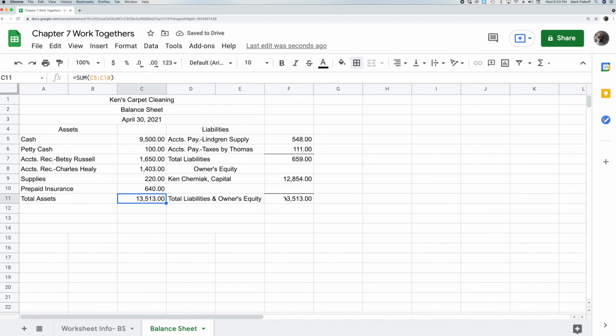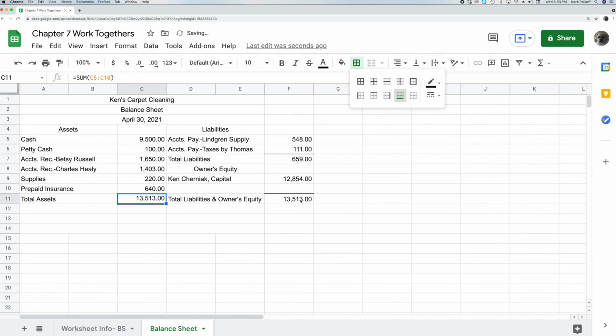Alright, so as you can see here, the two numbers are the same, so the last thing that we're going to do is draw a double line rule. And a double line rule here means that the work is accurate and is considered complete. Okay, so that is the end of the 7-2 work together.